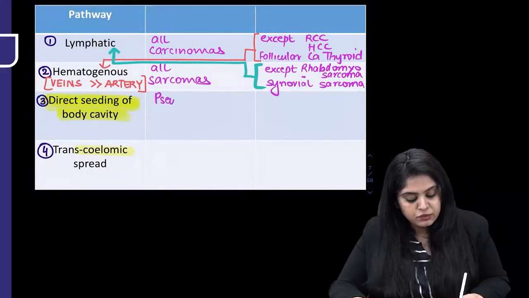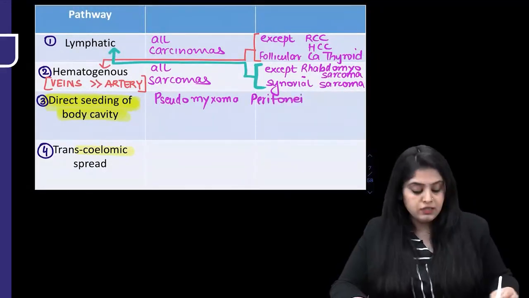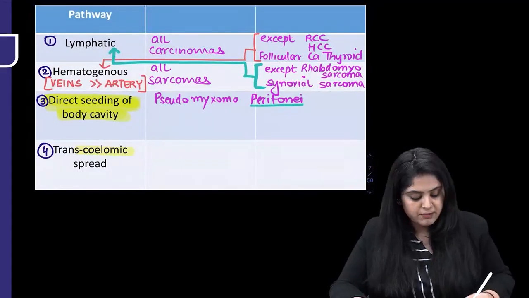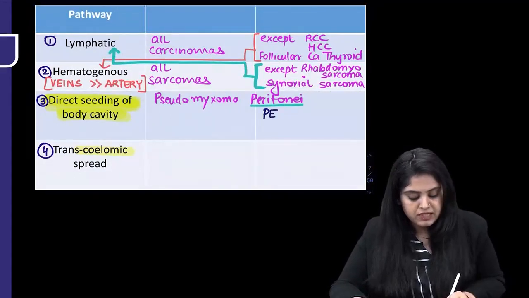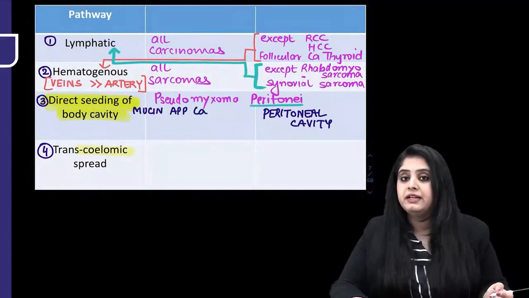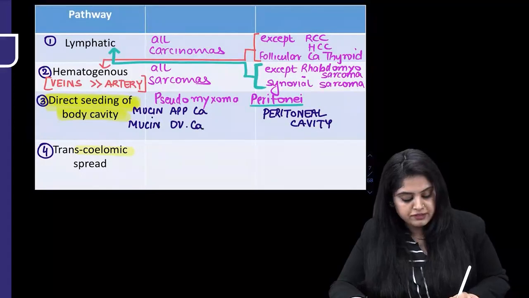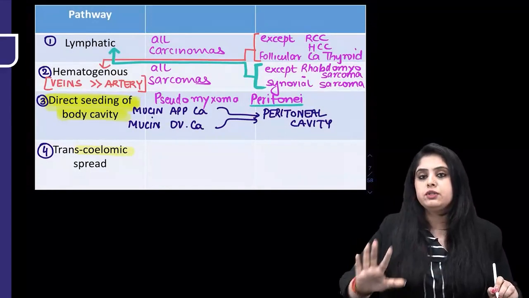That example is pseudomyxoma peritonei. I'll explain this to you. Pseudomyxoma peritonei, which body cavity am I talking about? I am talking about the peritoneal cavity. And which cancer has gone? Why am I saying pseudomyxoma? Either it is the mucin secreting appendix cancer, or it is the mucin secreting ovarian cancer. Either of these 2, whichever the patient has, has gone into the peritoneal cavity.